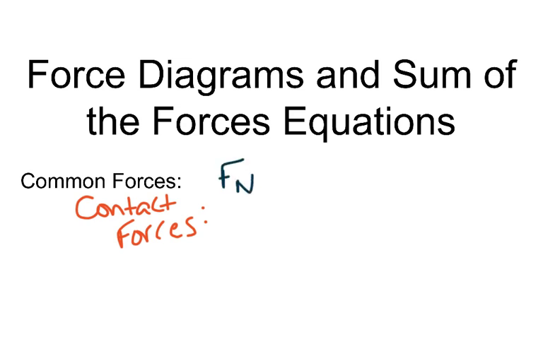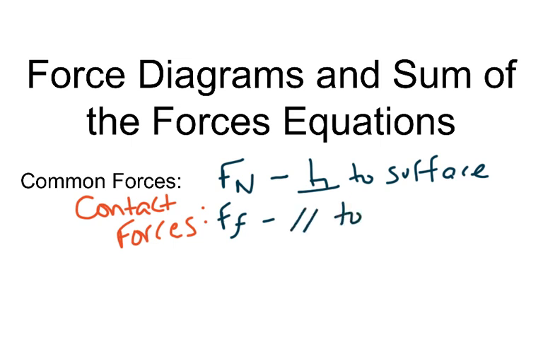The first one of those would be the normal force, which is always drawn perpendicular to the surface. And you only have that force if you have a solid surface. The second contact force we have talked about is a frictional force. That's always drawn parallel to the surface. And you must have two surfaces sliding against each other and motion or attempted motion for friction.